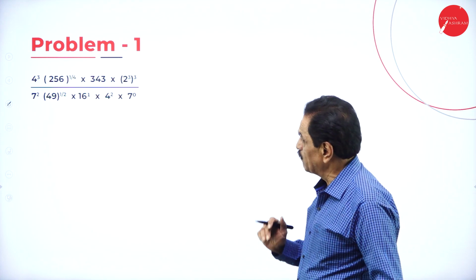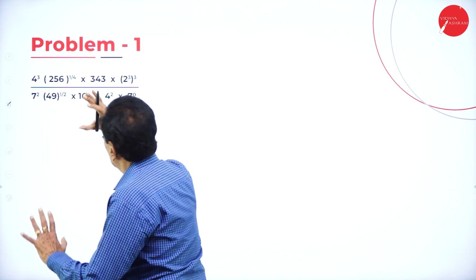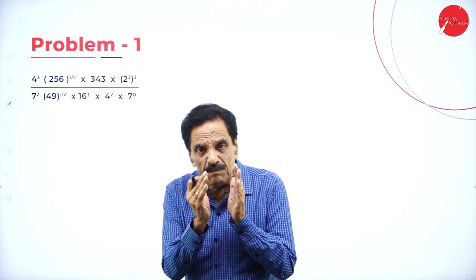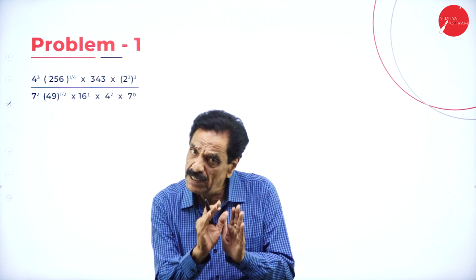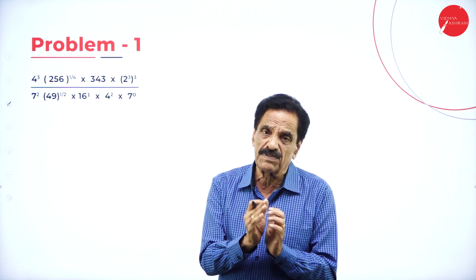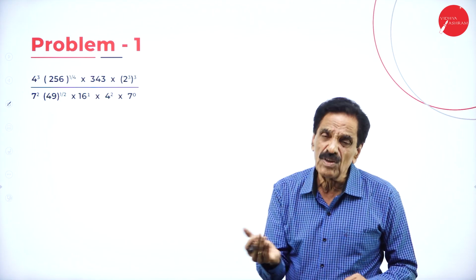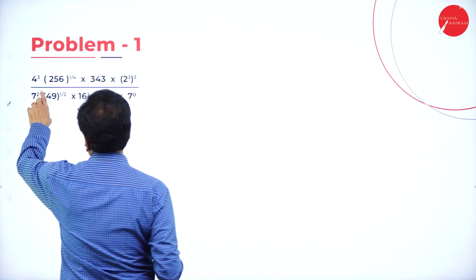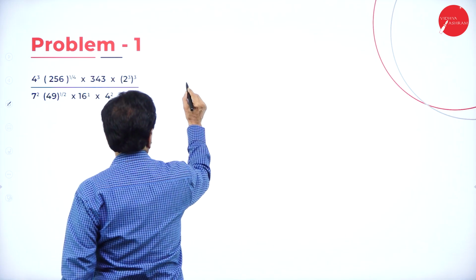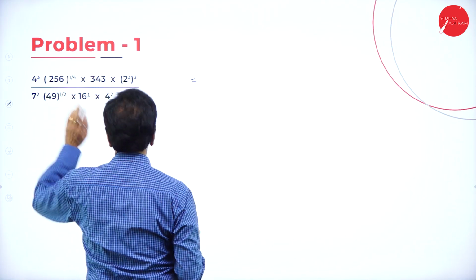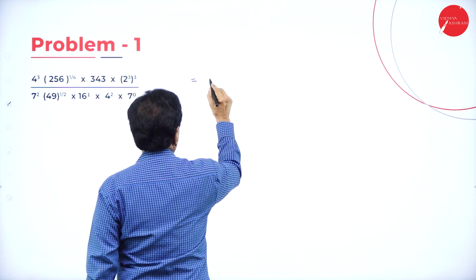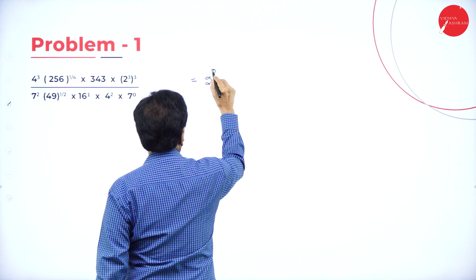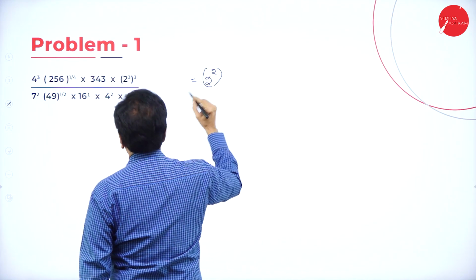We'll start the problem. Simplify. So when you want to simplify, we'll take the base of 2, then the base of 3, then we'll go to 4, then we'll go to 5. Here, see that first we'll go to the base of this. What is 4? We can write 2 square to the power of 3.